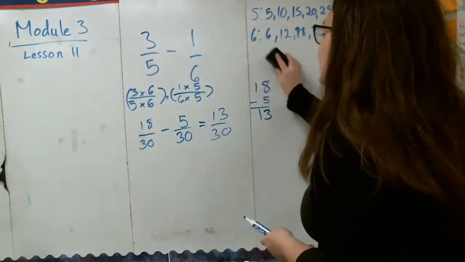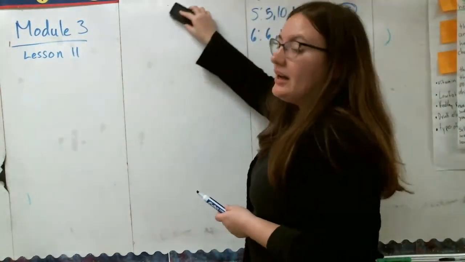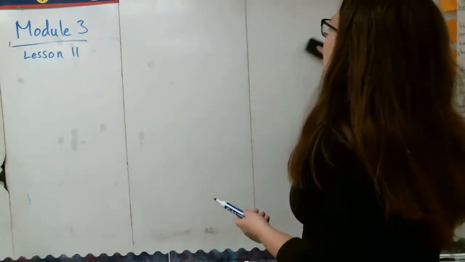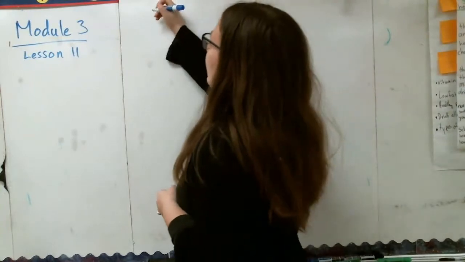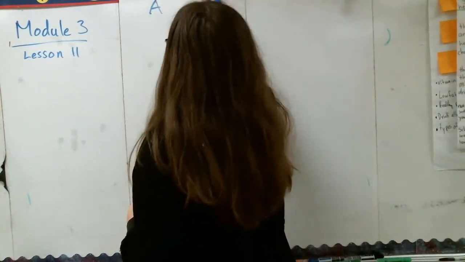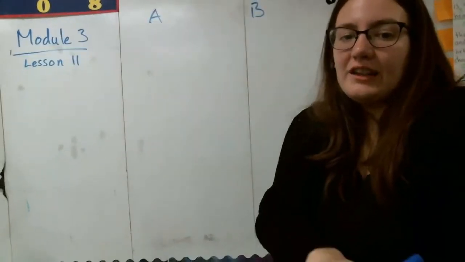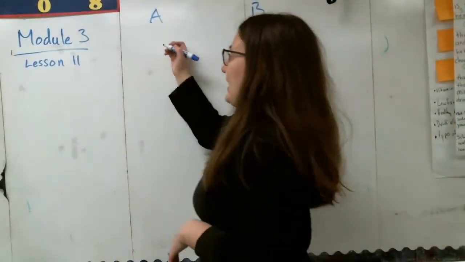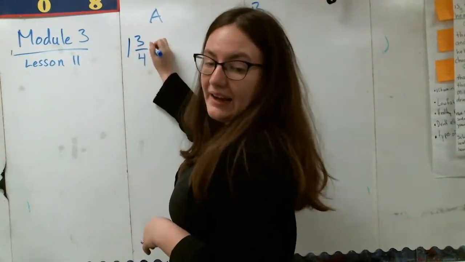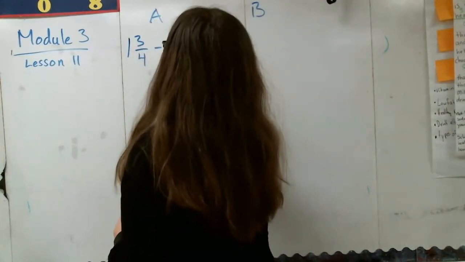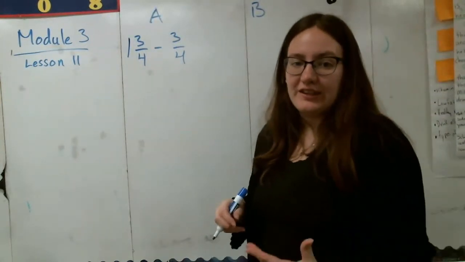All right, we're going to move on to our next problem, and this next one is going to be a little bit trickier because we're going to have two different methods that we can use to help us solve this problem. So I'm going to call this option A, and then eventually option B. We're going to start off with option A, and what you're going to see is we now have a mixed number, and we're still subtracting, but I have a mixed number. So this changes up our problem just a little bit.